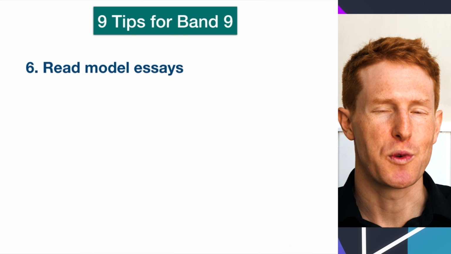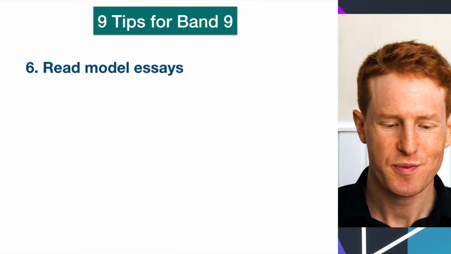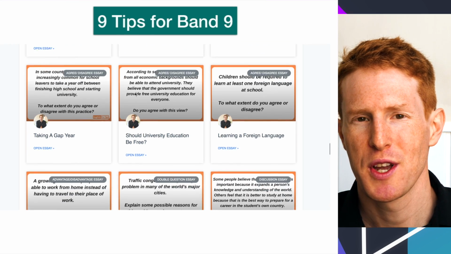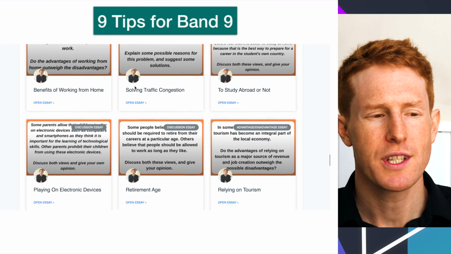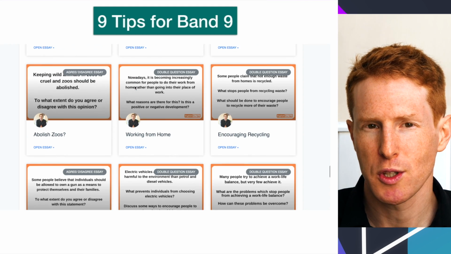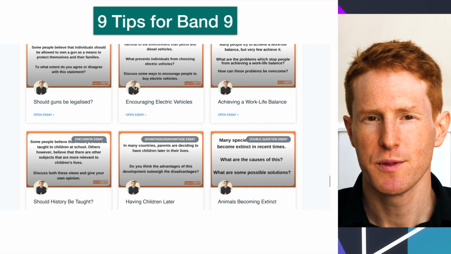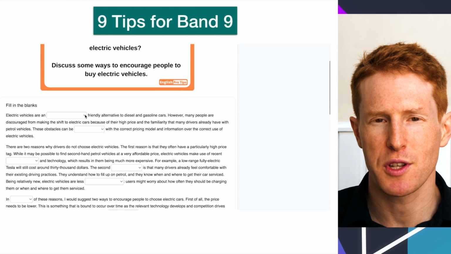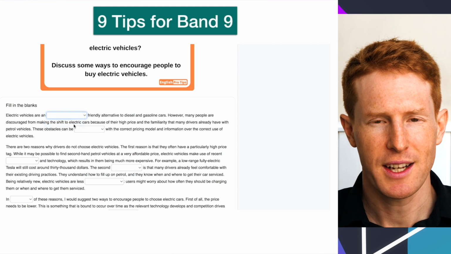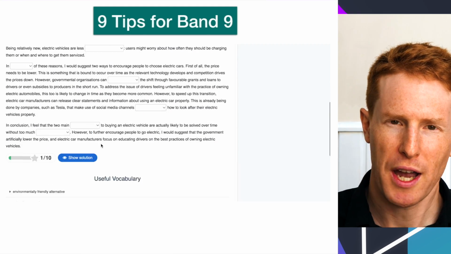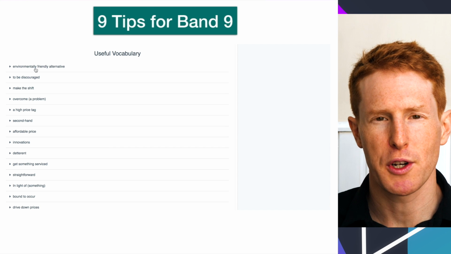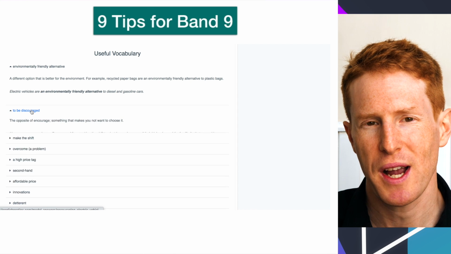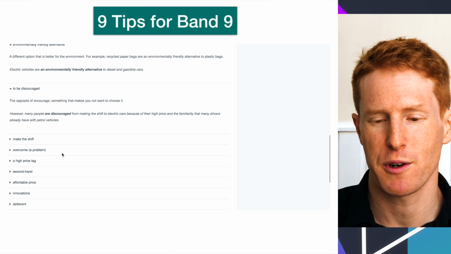Tip number 6 is to read model essays. So my website, EnglishProTips.com, has a lot of model essays to help you with your IELTS writing. And what I would suggest is look through the model essay, do the gap fill, so choose the correct word, think about which word would fit in the space and then choose the correct word. Below that, have a look at the useful vocabulary. Look at how that useful vocabulary is used in this essay, and if you like the vocabulary and you find it useful for you, keep a record of that vocabulary, maybe in your own vocabulary book.